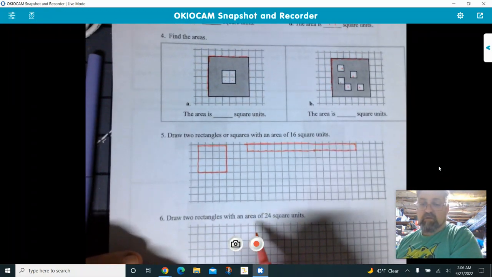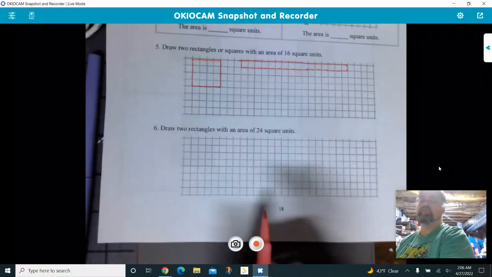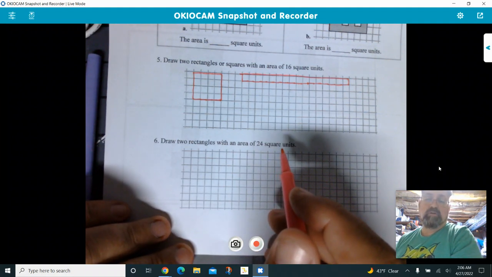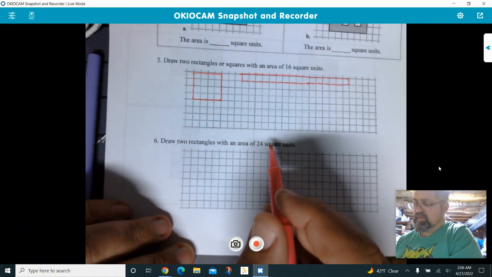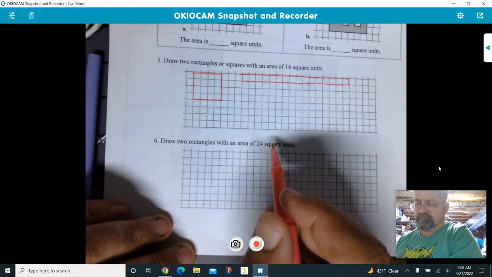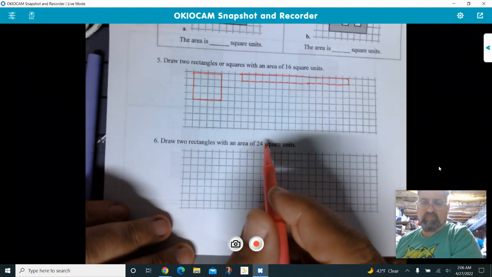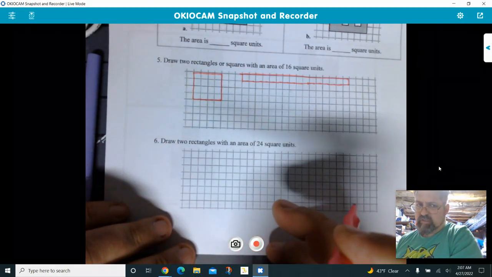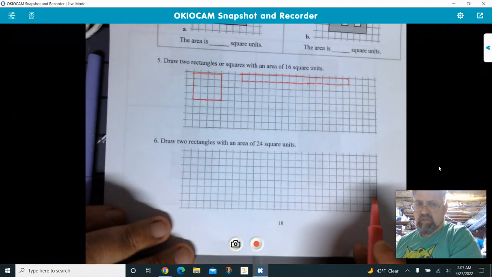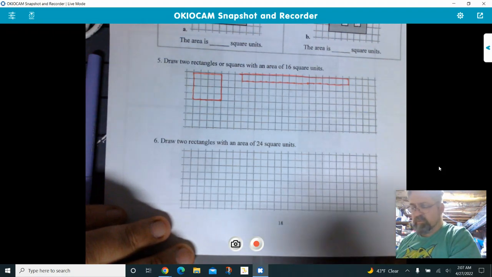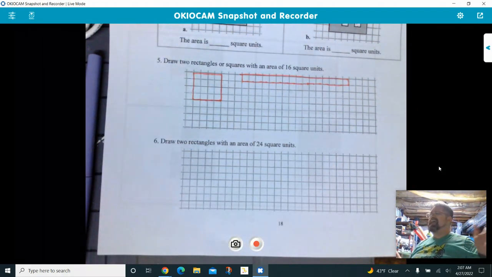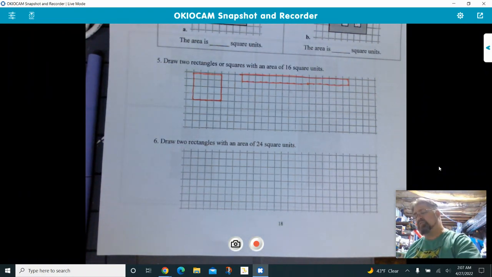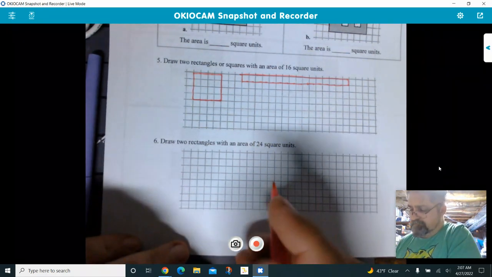Down here, draw 2 rectangles with an area of 24 square units. Man, you can go for all day for 24. Think about what times what will give you 24. Just pick 2 of them. Like 12 times 2, or like, well, yeah, 24 times 1. But I don't know if we have 24 spaces all the way across. 6 times 4, 3 times 8, 2 times 12, any of those work. As long as it's two factors that multiply together give you 24, make it happen.